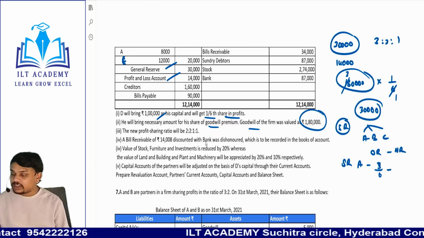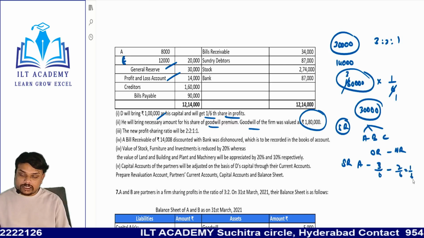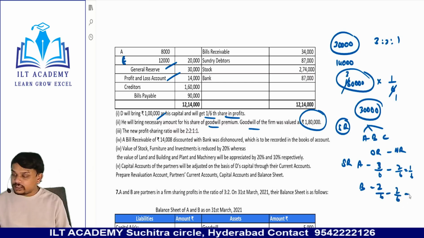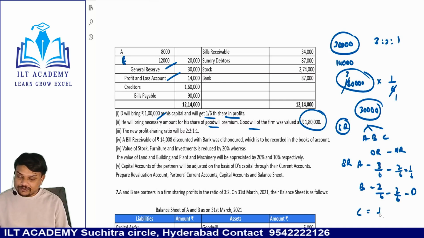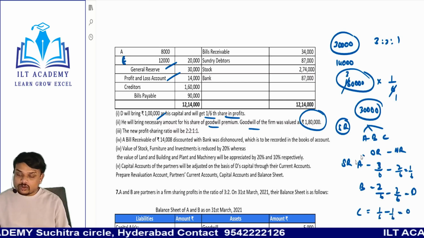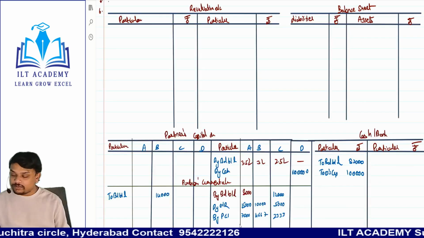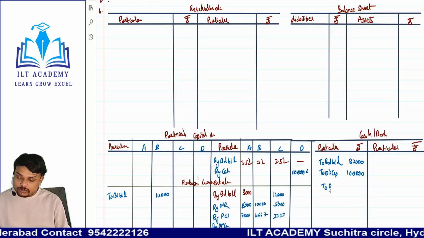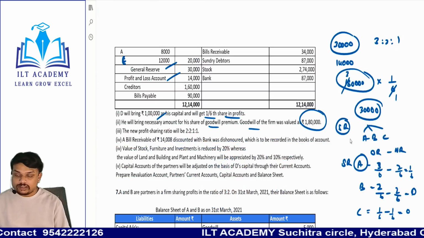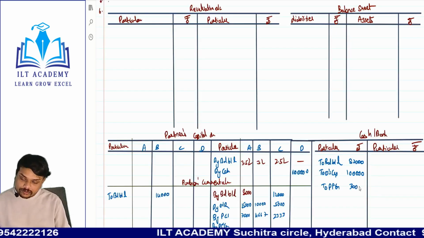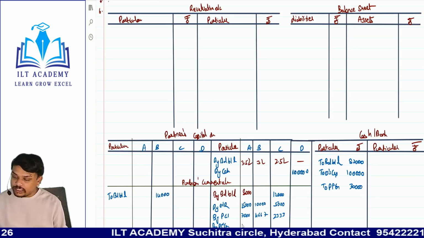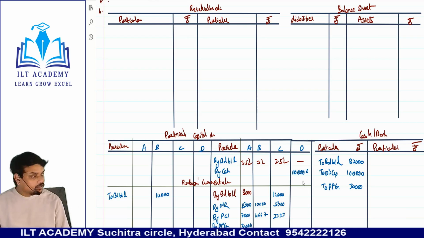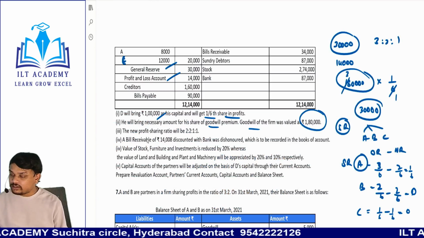What is A's old ratio? 3/6 minus the new ratio of 2/6, which is 1/6. B's is 2/6 minus 2/6, which is 0. C's is 1/6 minus 1/6, which is 0. So only A is going to get a share in goodwill. How much was the goodwill premium? 30,000, which will go only to A. Any doubts on this? Clear? Next, look at the new profit sharing.